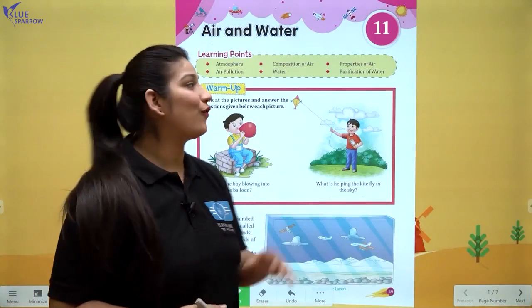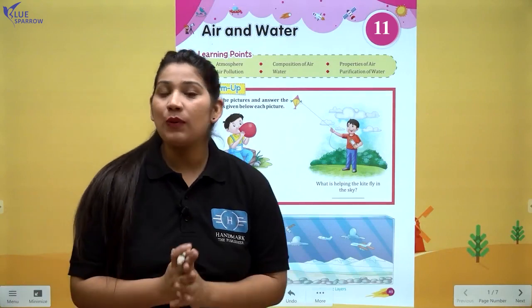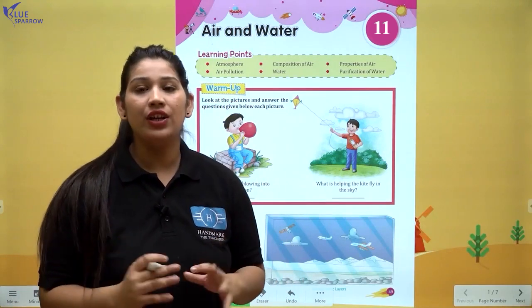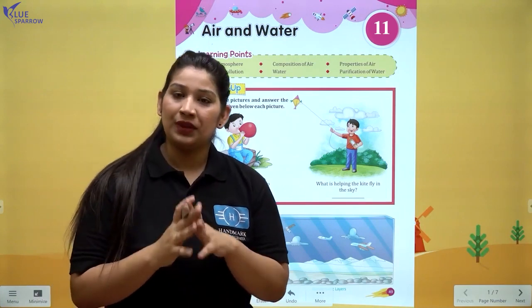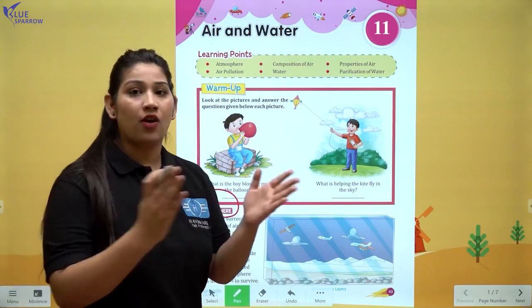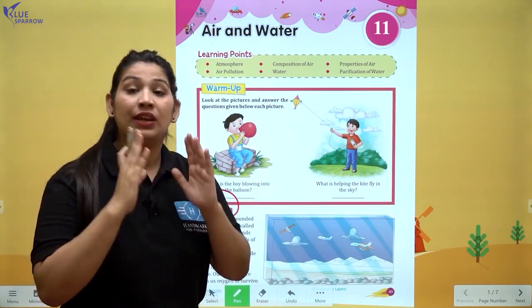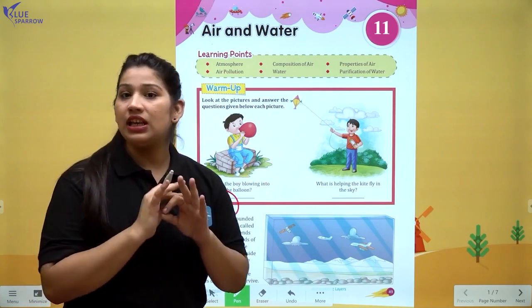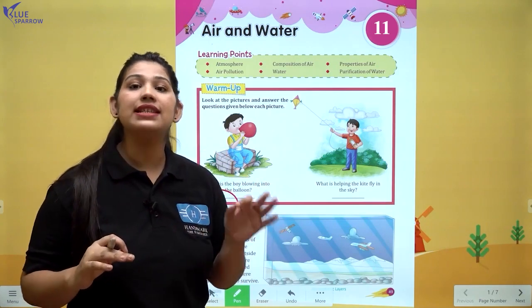Welcome to the session of air and water. Today we will understand about two important elements on earth for our living, air and water. Let's start with air. Atmosphere. Our earth is surrounded by a blanket of layer. This is called as atmosphere. The place where there is no air is known as space.